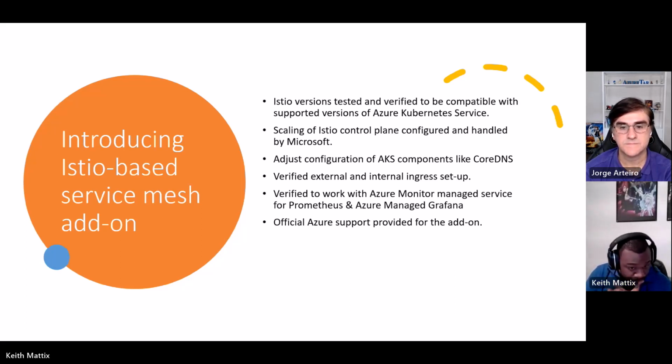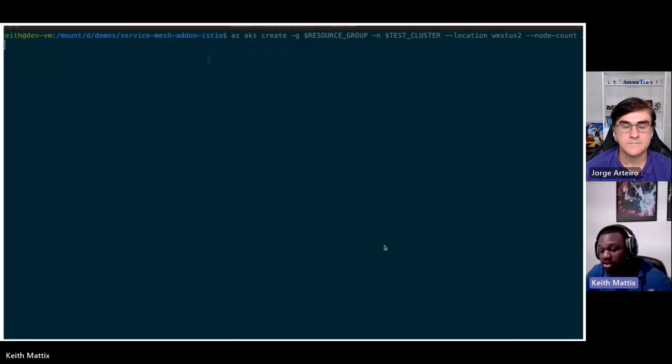So now I'm going to walk through a couple of demos here, in three parts. In this first part, we're going to walk through the creation process and enablement of the Istio-based Service Mesh add-on. As a quick overview, what we're going to see here is the creation via the Azure CLI of a new AKS cluster. And then we're going to enable the Istio Service Mesh add-on on that new cluster.